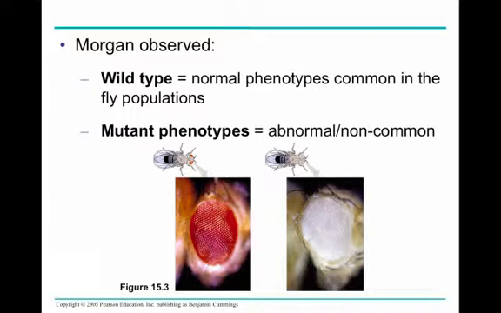So a wild type eye in a Drosophila, if you've ever looked at one pretty close, these are the fruit flies that like to swarm your bananas, would be a red eye. And a mutant, less common, would be a white-colored eye.